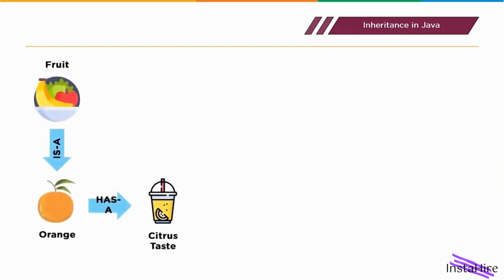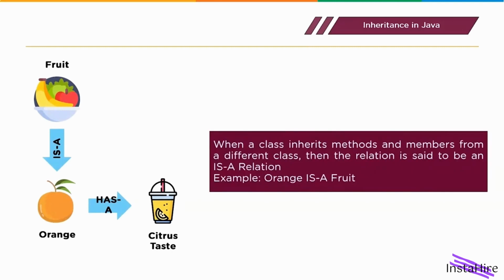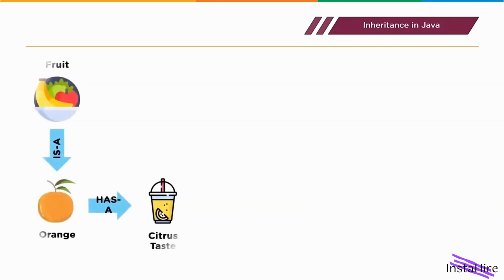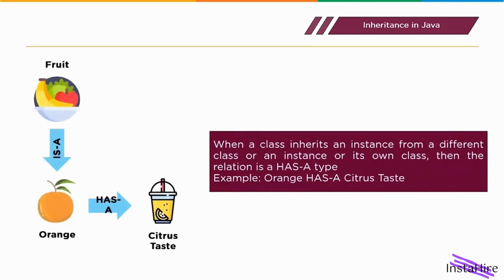Now, the next topic is the has a relationship and is a relationship. When a class inherits methods and members from a different class, then the relation is said to be an is a relationship. For example, orange is a fruit. Similarly, the has a relationship. When a class inherits the instance from a different class or an instance of its own class, then it is said to have a has a relationship. For example, orange has citrus taste.